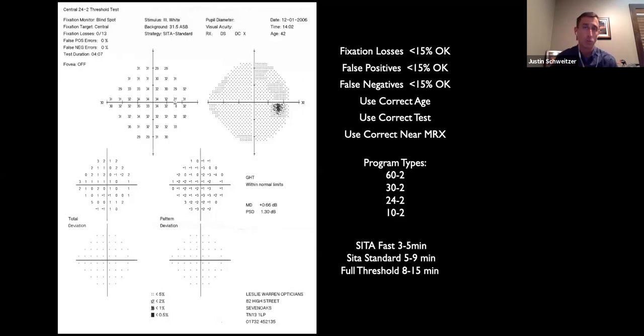The beauty of the visual field is they don't have to be verbal during it, because again, it's flashes of light. So they're able to go ahead and do that without verbal confirmation on that.